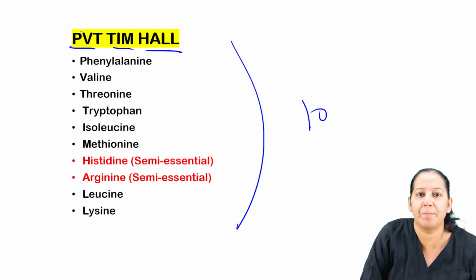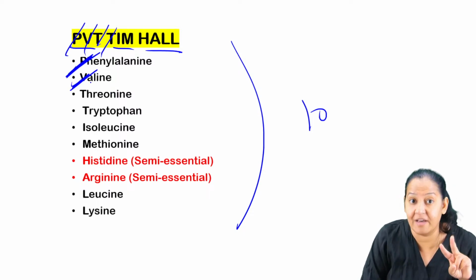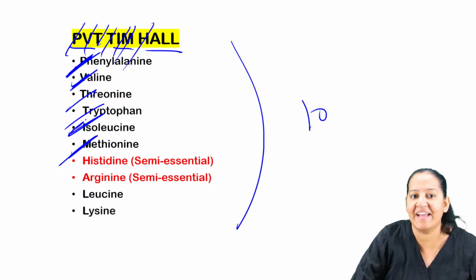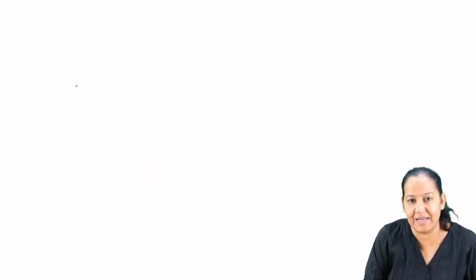It's very easy. P stands for phenylalanine. V stands for valine. But two T's are there. One is threonine, one is tryptophan. Threonine and tryptophan. I is isoleucine. M is methionine. H is histidine. A is arginine. And two L's: leucine and lysine. Leucine and lysine. It's very easy.